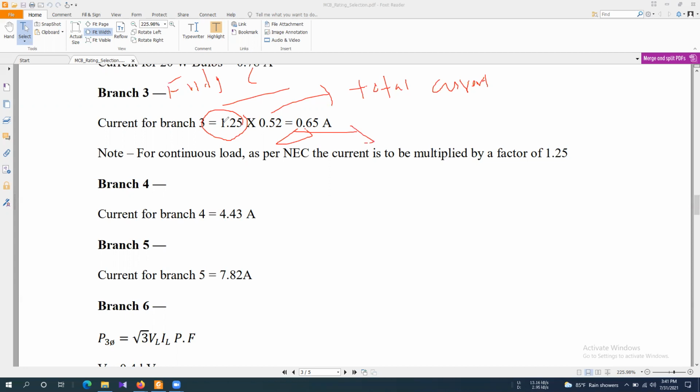Understood? Sir, what's the 1.25, sir? 1.25 is a parameter that will be considered for the continuous type of load calculation. It indicates that as it is continuously connected, 25% overheating should be permissibly allowed. That's why 1.25 is multiplied over there. Okay, sir.